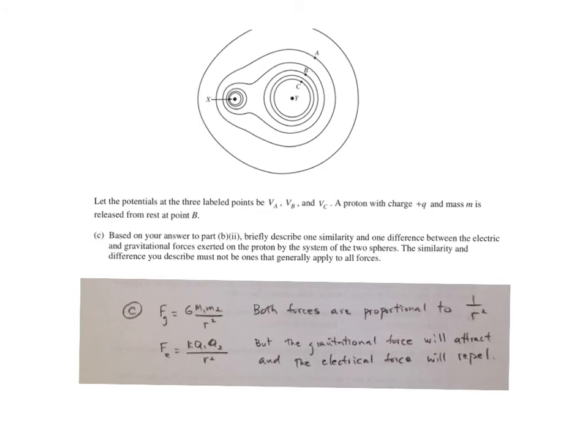But what's different is, if the proton is there, gravity will attract it to the system, mostly towards Y. Electrically, point Y, a sphere, is positive, and the proton's positive, so it'll be repelled. So that's how they're different. Gravity will attract, electrical force will repel.